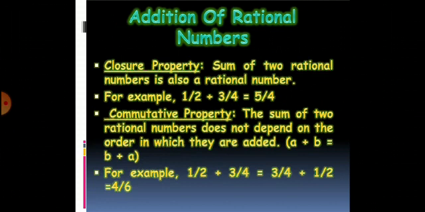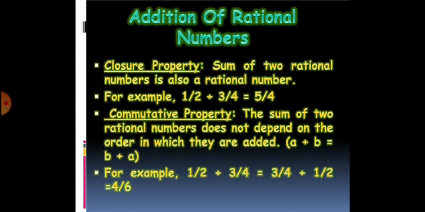The first one, properties of rational numbers under addition. As you all know, the first property is closure property. And according to closure property, the sum of two rational numbers is also a rational number. For example, if you add 1 by 2 plus 3 by 4, the answer will be 5 by 4. And 5 by 4 is again a rational number.